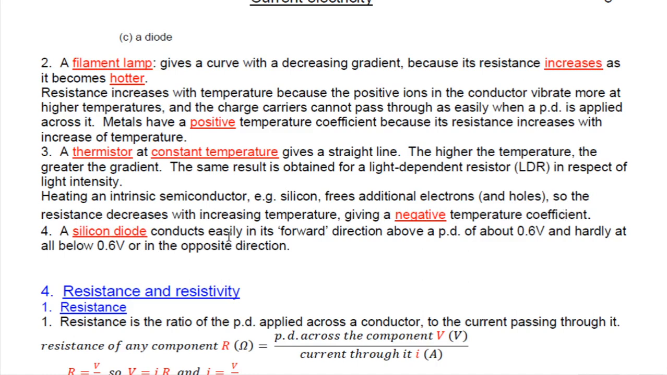A silicon diode conducts easily in its forward direction above a PD of about 0.6 volts and hardly at all below 0.6 volts or in the opposite direction.